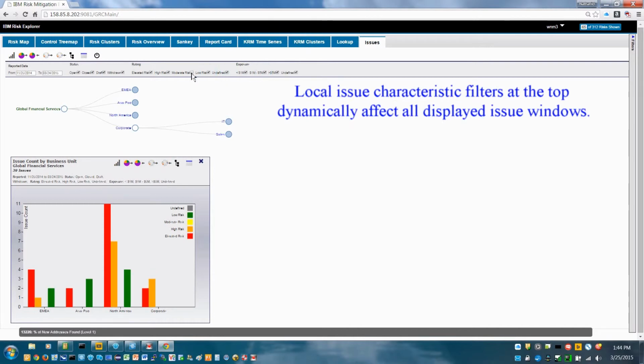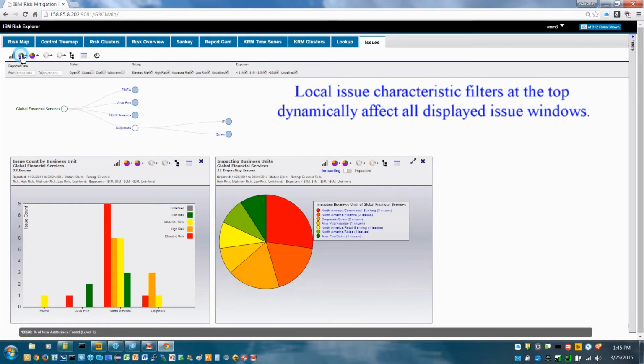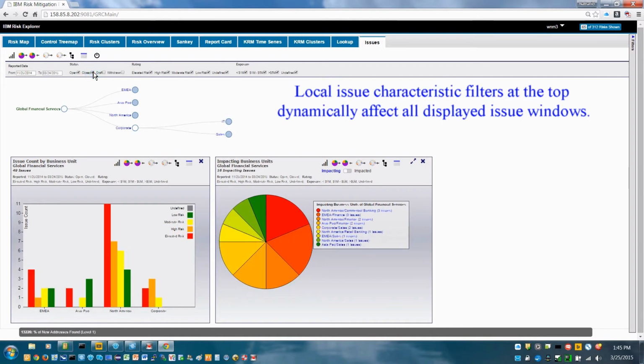In this case, we may want to look at issues based on their processing status, open, closed, draft. We can remove the closed and draft filters and focus only on the open issues. We can also see these issues spread as a pie chart to see what business units had the most issues. And you'll see both of the charts update when we change our filters.